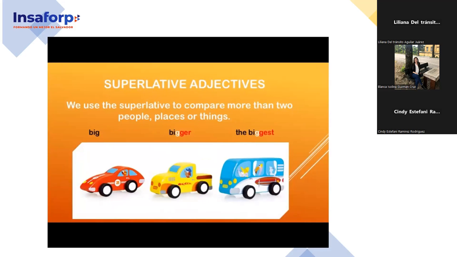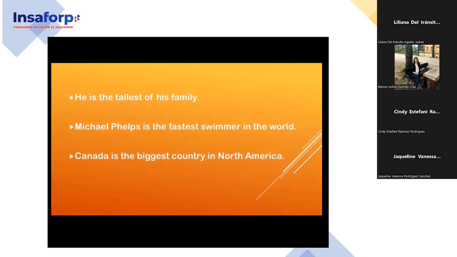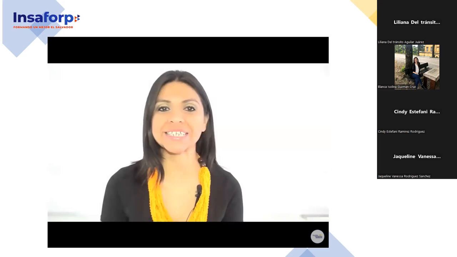Ready to learn about superlative adjectives? Superlative adjectives are used to describe an object which is at the upper or lower limit of a quality. They are used in sentences where a subject is compared to a group of objects. Follow this pattern. Noun or subject plus verb plus the plus superlative adjective plus noun or object. Study the chart. Just as comparative adjectives in superlative form, we also have short, long, and irregular adjectives, which you need to take into account when using them. Examples: he is the tallest of his family. Michael Phelps is the fastest swimmer in the world. Canada is the biggest country in North America. Can you write one sentence using good in its comparative form? Now write another sentence using good in its superlative form. Write both sentences in our discussion box.